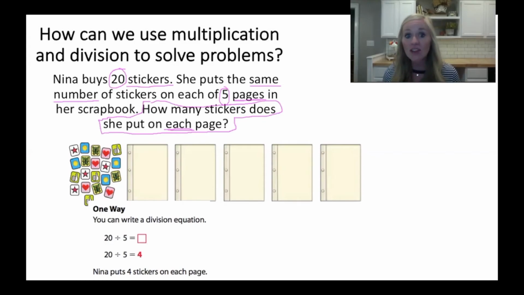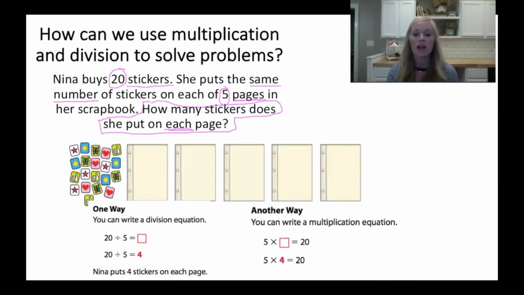Now that's not the only equation that we could use to solve this problem. Now remember, we've talked a lot today about the relationship and how multiplication and division equations are related. So we could use a related equation to help us solve this. So another way I could solve this is by writing a multiplication sentence. Now remember, I don't know one of my factors.